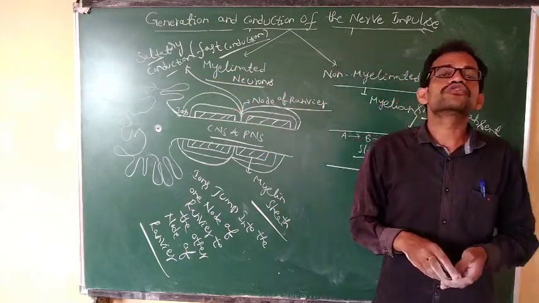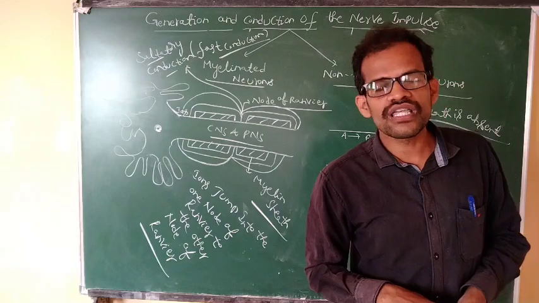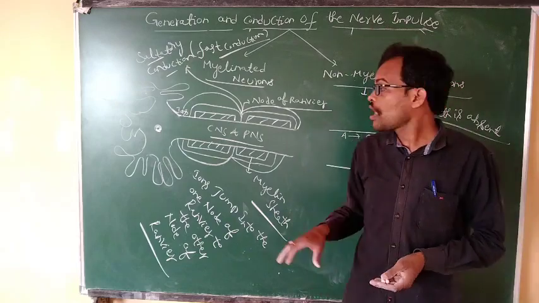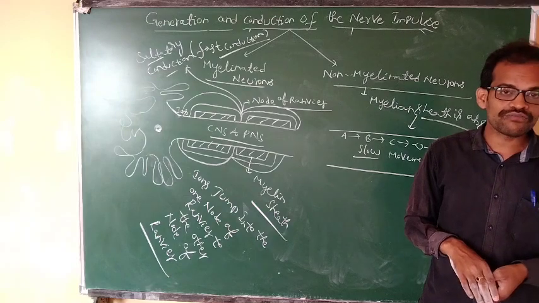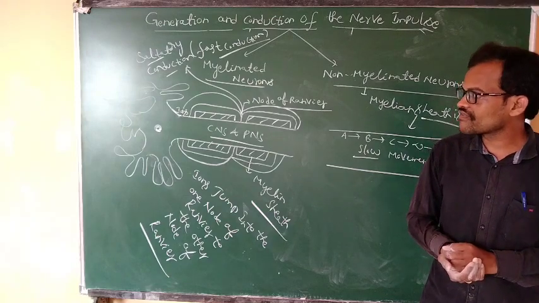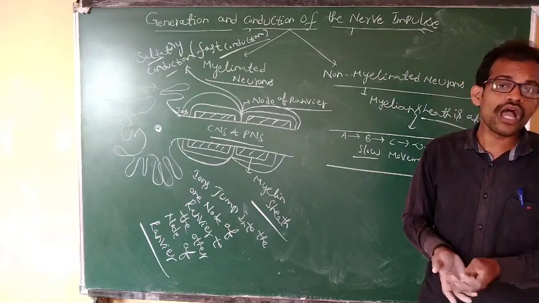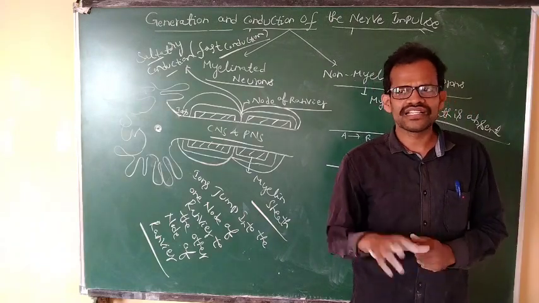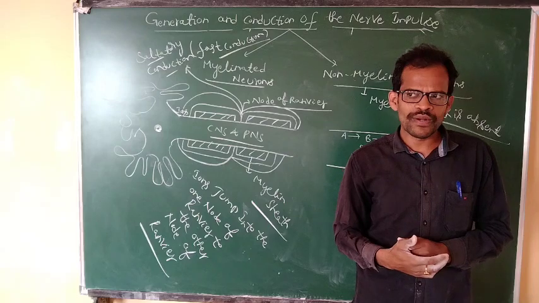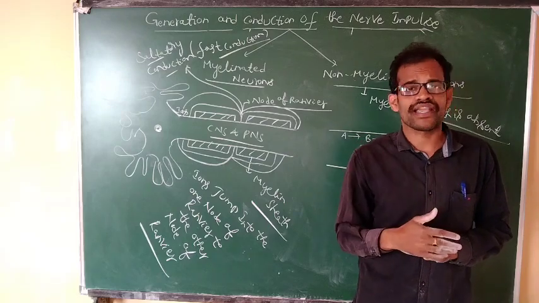Saltatory conduction means the ions jump from one node of Ranvier to the other node of Ranvier. How are these impulses generated? The nerve impulse is nothing but the movement of ions, or exchange of ions.